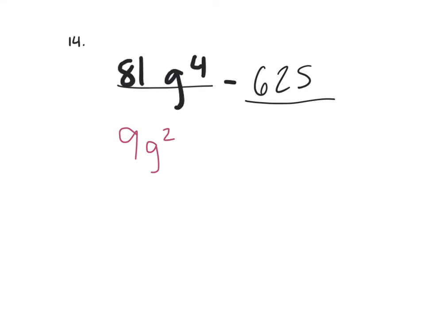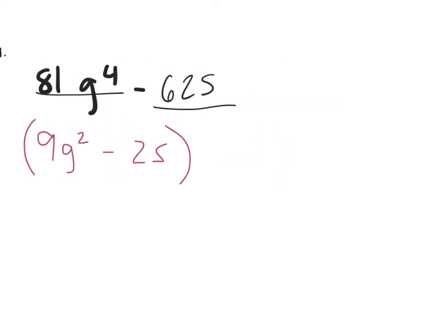And what squared gives us 625? 25. So here we have 9g squared minus 25 and 9g squared plus 25. So since these are two perfect squares, we break them up. Can we factor this anymore?